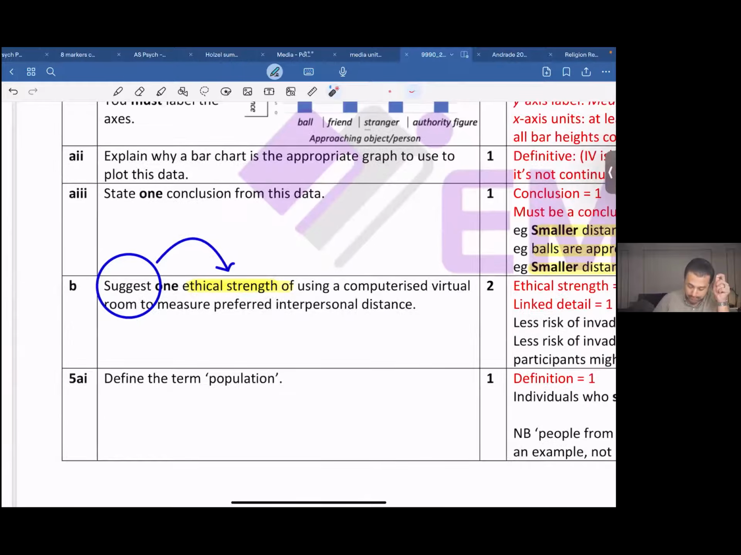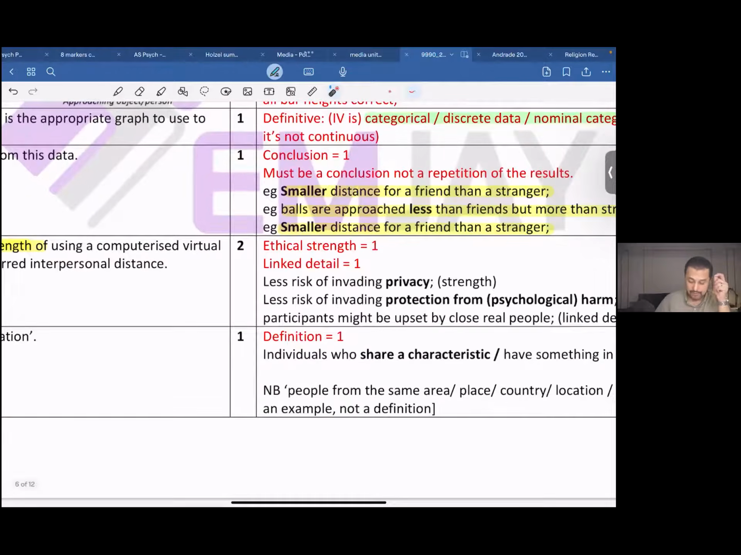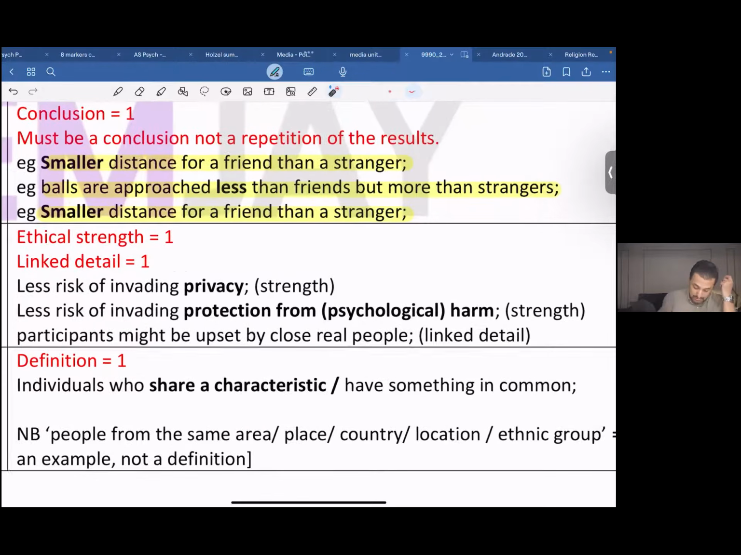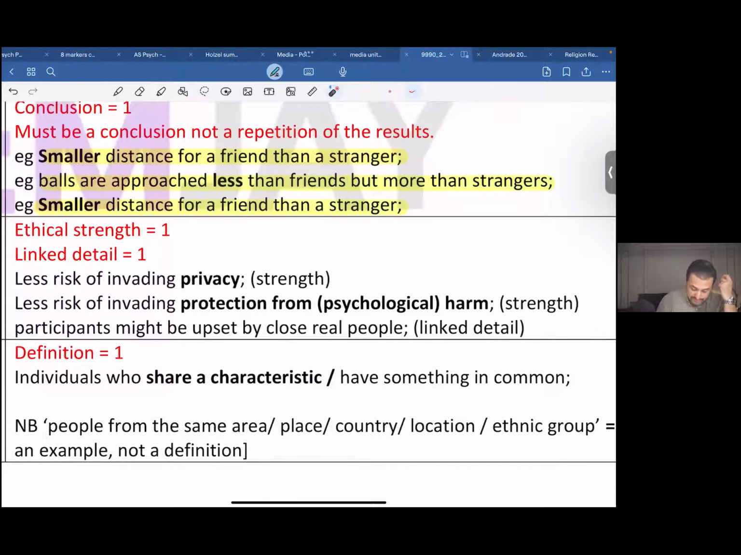How does using a computer help you make your research more ethical? Because if you're using a computer, there's less risk of invading privacy. That's a strength. But because this is a 2-mark question, you need to write more. Likewise, you could write less risk of psychological harm, participants might be upset by real people being close. So yeah, the CI makes mistakes at times too. So do we get this part?